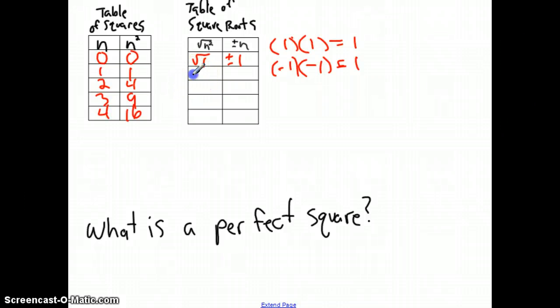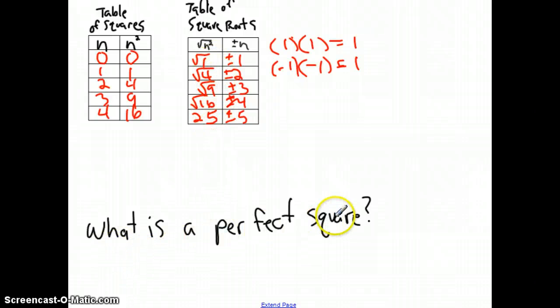If we take the square root of 4, well, that's going to be plus or minus 2. If we take the square root of 9, that's plus or minus 3. And if we look for a pattern here, we got plus or minus 4, plus or minus 5. Well, this is going to be 16 because 4 times 4 is 16, 5 times 5 is 25. So these are a table of square roots. These are all what we call perfect squares.